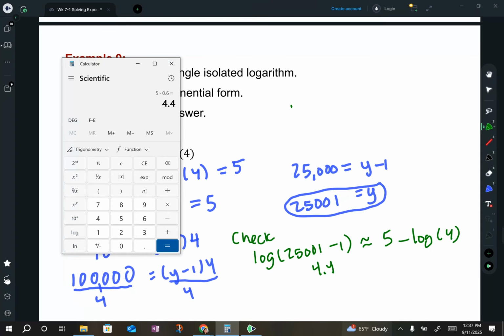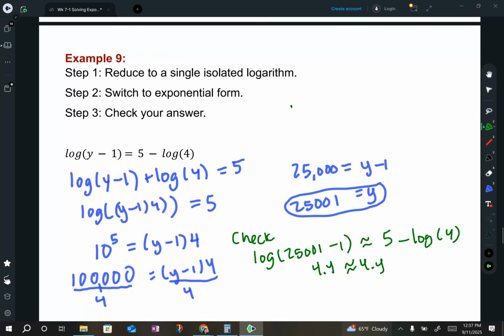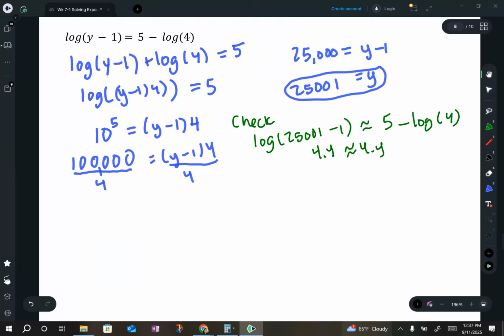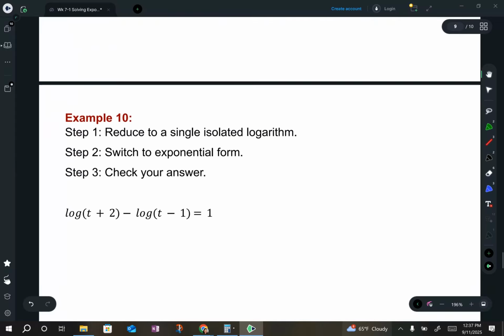And sure enough, that is 4.4. So we feel pretty good about that answer. All right, let's keep going. A couple more problems to go over here.